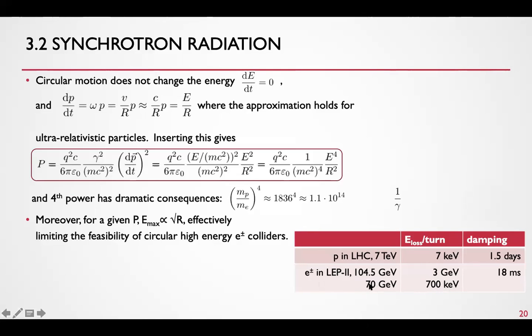And if we go from 70 GeV electron energy to 100 GeV electron energy, the loss per turn goes from 700 keV to 3 GeV. This is a 50% increase in energy, and we get a factor of 4 in energy loss. So 50% energy gain and a factor 4 of loss. This is why synchrotron radiation is so important. It really decides what collider we can build.